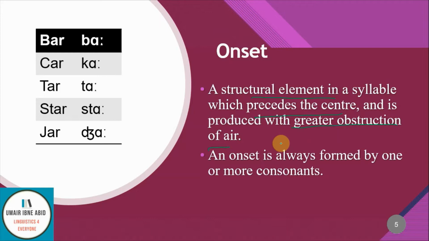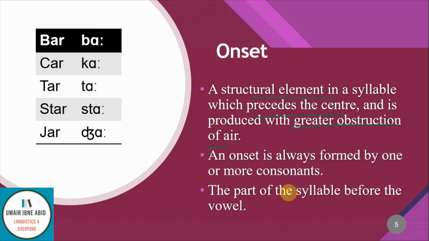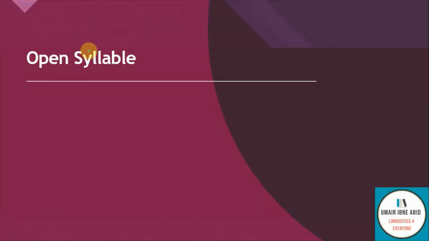An onset is always formed by one or more consonants. In an onset there could be one consonant or more, or we can say, as another definition, the part of the syllable before the vowel. So here we have b, k, th, st, two consonants, and j. These are all onsets. Once again, if we look at American English, we will say bar or car or tar or star or jar, but we are looking at received pronunciation, so we will not pronounce r. So these are onsets which are preceding vowels.